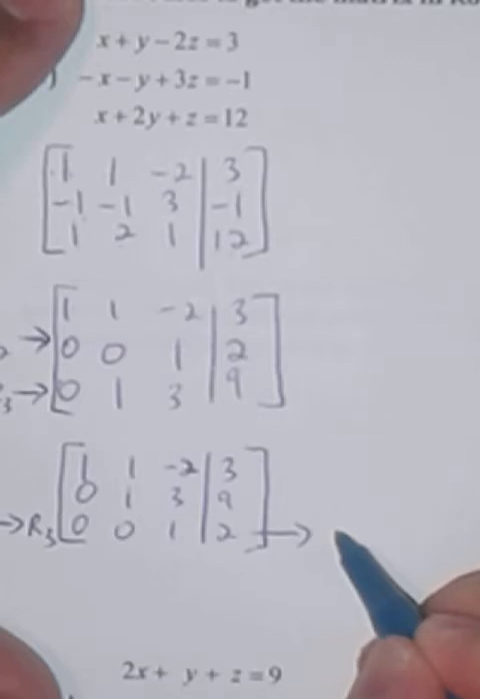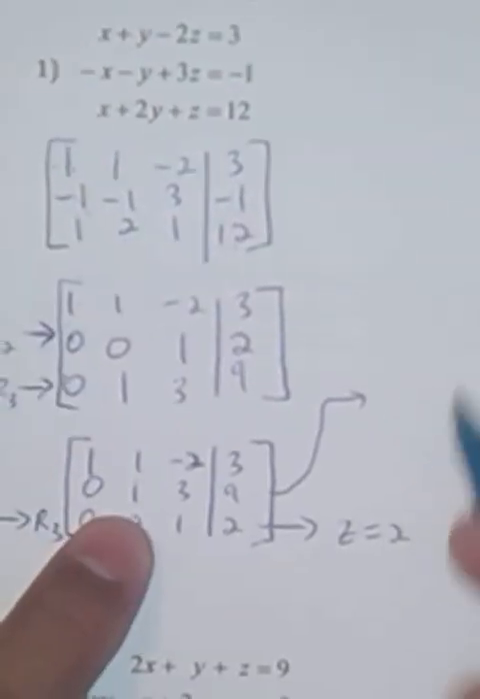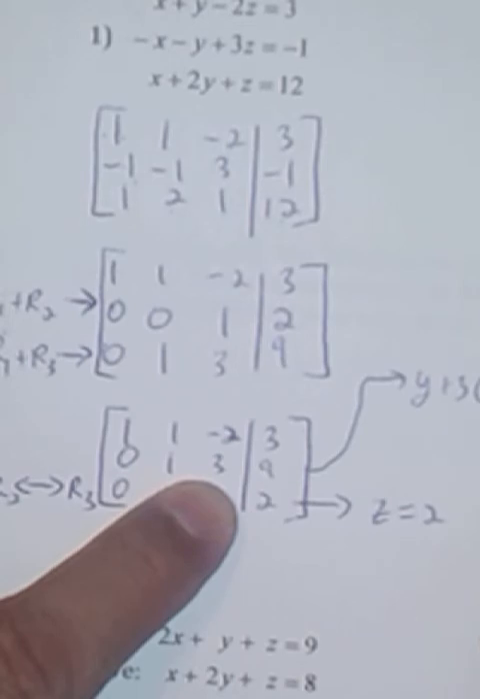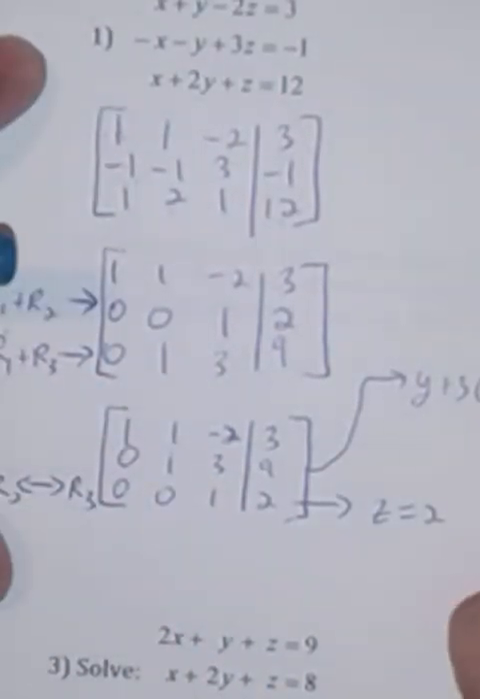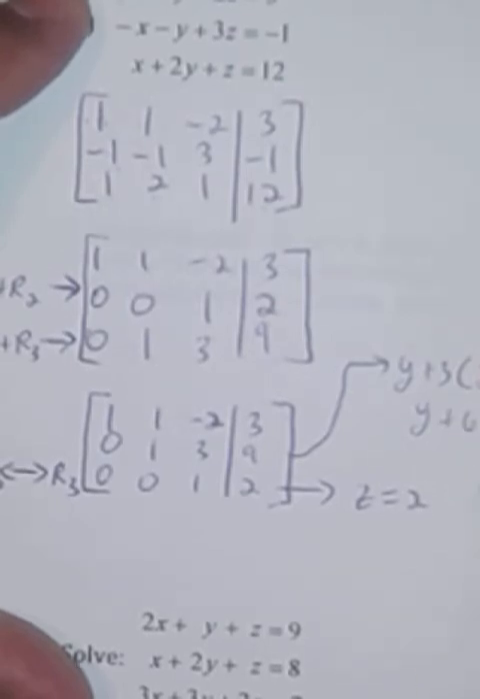I think we can finish it. This is z equals 2. This, I'm going to move it up here, and this is y plus 3z equals 9, but z is 2. So that's y plus 6 equals 9. Subtract 6, we get y equals 3.